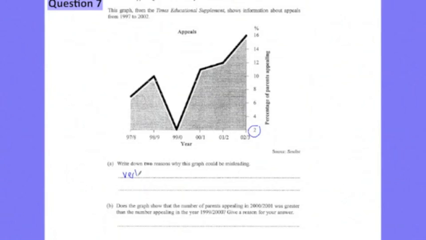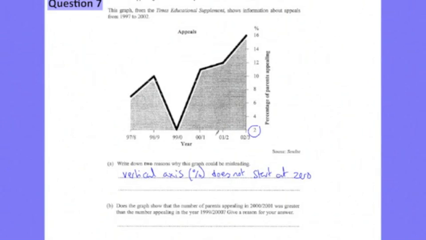First off, look here. The vertical axis, you can call it the percentage, does not start at 0. And look at the effect of that. In this year here, it looks like no appeals happened because the line goes right down to the axis. But the appeals do happen. 2% of parents were appealing during this year. So this is a misleading feature.